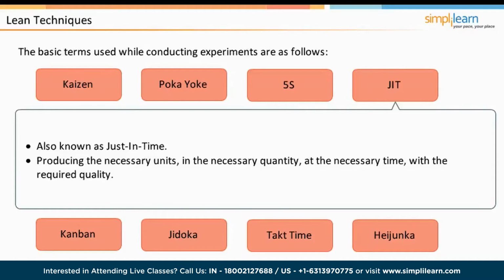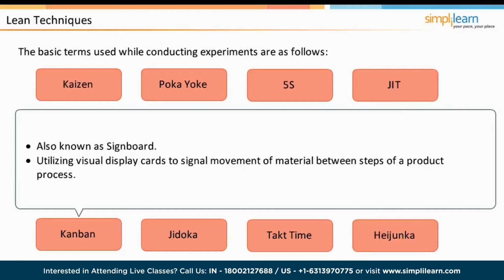Just-in-time, or JIT, is another lean technique. This technique philosophizes about producing the necessary units in the necessary quantity at the necessary time with the required quality. As an item is removed from a shelf of a supermart, the system confirms it and automatically sends a note for replenishment. This kind of technique can be used in an organization to prevent accumulation of inventory.